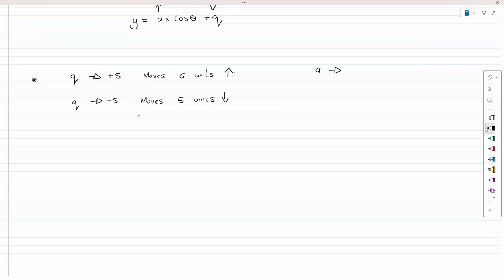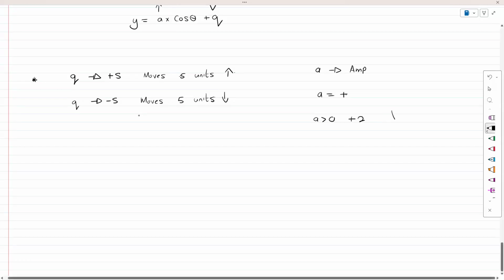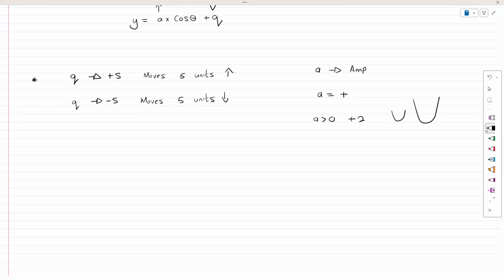If A is positive, it's the exact same thing as sine. When A is greater than 0, let's say positive 2, the amplitude looked something like this, and now it's going to look something like that, just as an example. But if A is less than 1 but greater than 0, like a half maybe, so A was like that, now it's going to look like that, half the size.